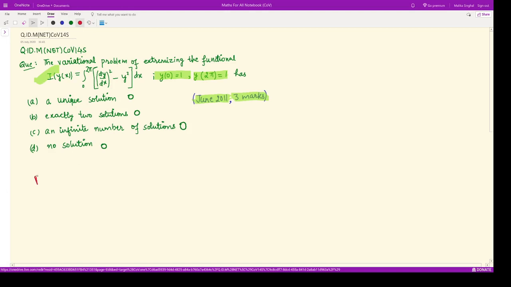The Euler's equation would be f_y minus d/dx of f_y' is equal to 0. This implies, in this case, this is our f. So what is the derivative of this f partially with respect to y? That would be minus 2y, minus d/dx as it is, and the derivative of this f partially with respect to y' would be 2y', equal to 0. So this would give us y plus y'' is equal to 0.